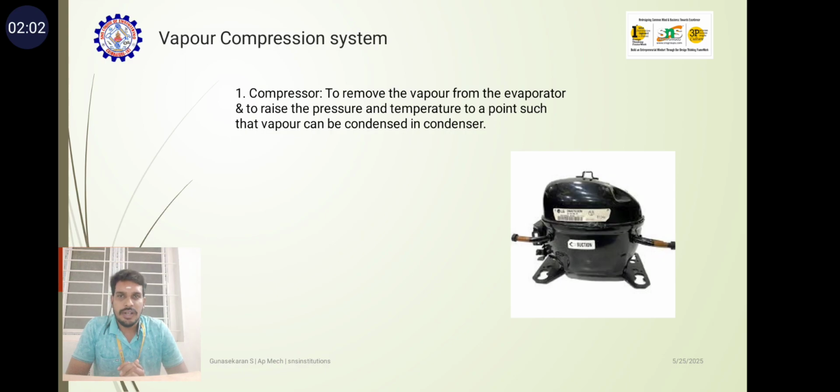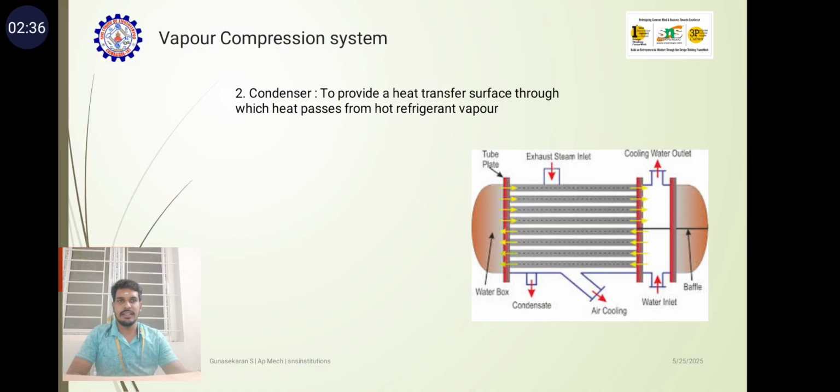The main function of the compressor is to increase the pressure and temperature of the refrigerant vapor that comes from the evaporator. At this stage, the refrigerant is at low pressure and low temperature. Then the compressor converts it into high pressure and high temperature vapor. Then it moves to the condenser.